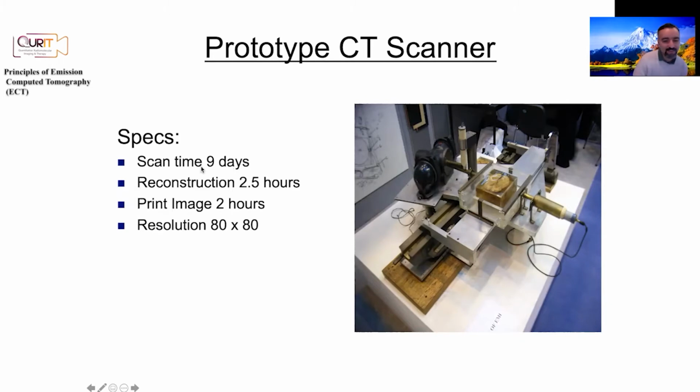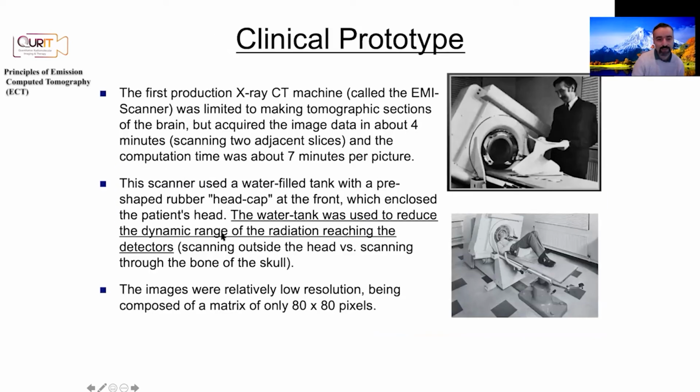And the scan time for this kind of imaging was 9 days. Reconstruction took over a couple of hours, and they were printing images, and these are the kind of resolutions they were initially dealing with. And so the first production X-ray CT machine was limited to making tomographic images of the brain, and acquired images in 4 minutes. So obviously this is better than his initial efforts. And the computation was about 7 minutes per picture.